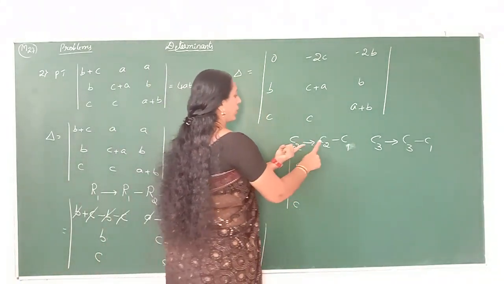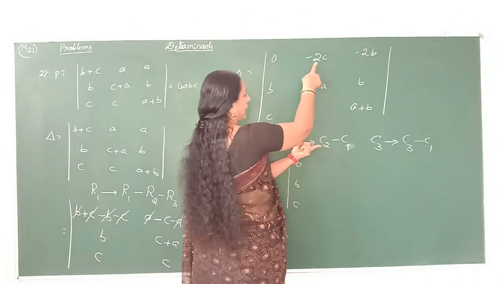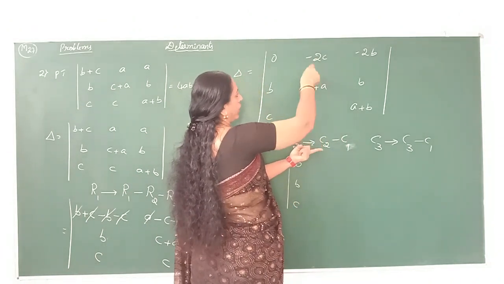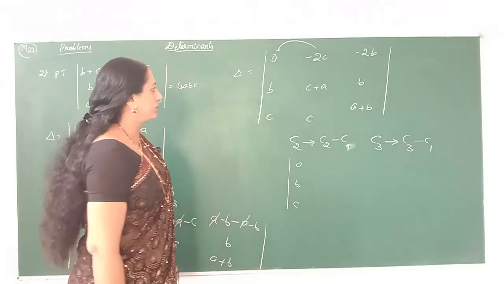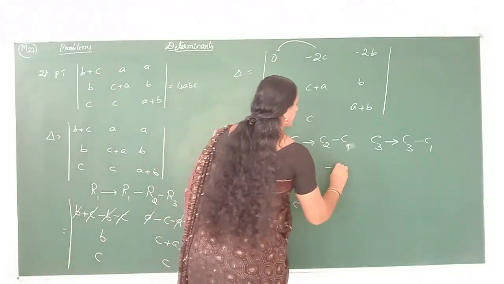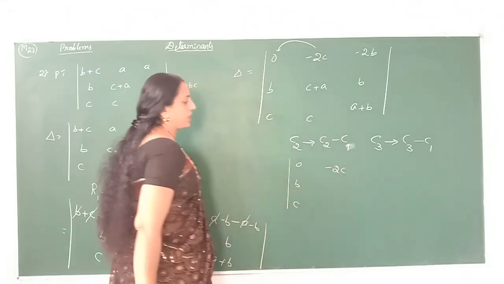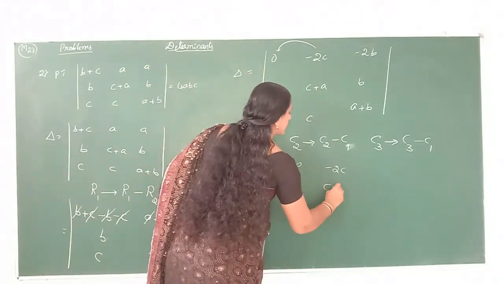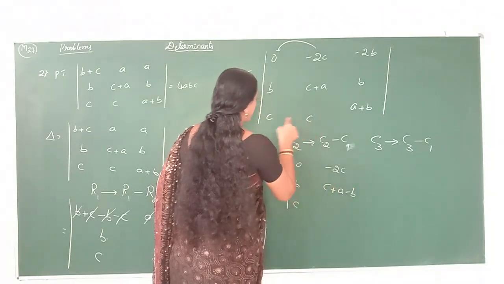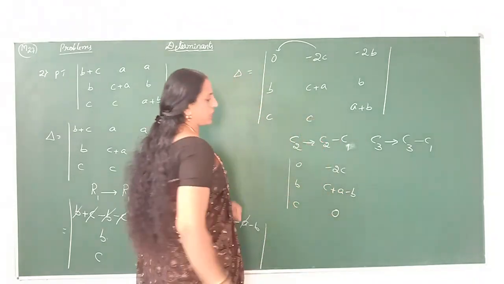Elements of the second column, C2 minus C1. Corresponding elements of the second column are subtracted with the elements of the first column. Minus 2C minus 0 is nothing but minus 2C. And then the second element, C plus A minus B. Third element is nothing but 0.